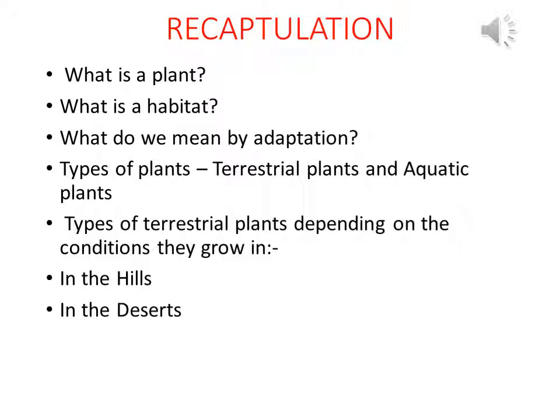In the previous module, we have gained information about the following headings: what is a plant, what is a habitat, what do you mean by adaptation, and types of plants, that is, terrestrial plants and aquatic plants. Types of terrestrial plants depend on the condition they grow in, the hills, the deserts. So till now we have learned only 2 types of terrestrial plants. Let's carry on further.